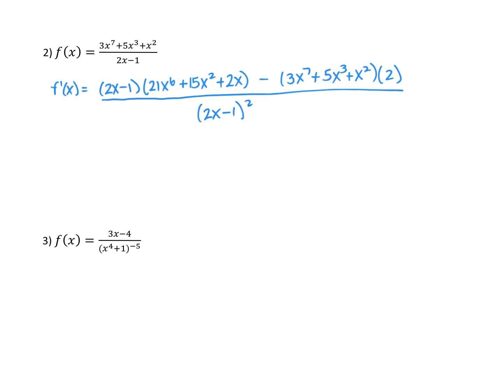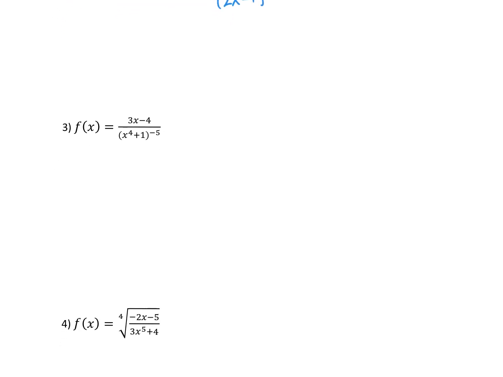All right, so just a quick recap. It's the low function, the bottom function, times the derivative of the high function. So 7 times 3 is 21, decrease the power by 1. 5 times 3 is 15, decrease the power by 1. 2 in the front, 2x, decrease the power by 1. So that's low, d high, minus high, or my original high, my top function, and then d low. The derivative of the low function is just 2. The derivative of a constant is 0. And the bottom is just the low squared. All right, let's try a little bit more of a challenging one.